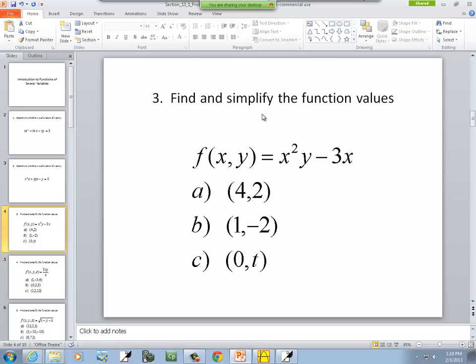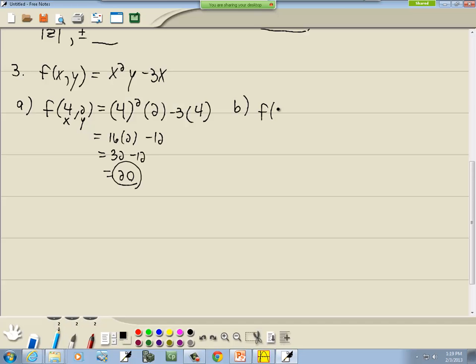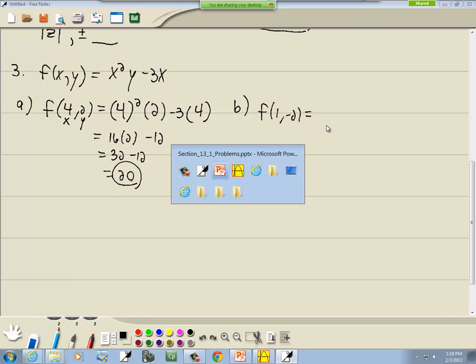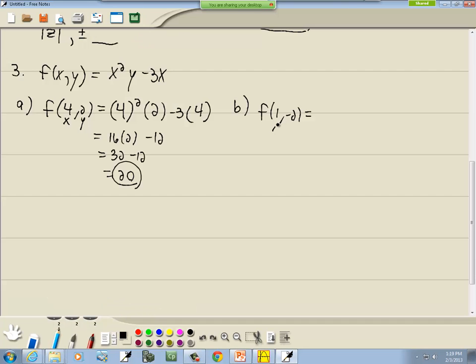Now for b, f of 1, negative 2. So again, we're going to plug this in for x, plug this in for y. So good idea to go through and replace all of the variables with parentheses first. And then we'll put 1 in for the x, and we'll put negative 2 in for the y. 1 squared is 1, times negative 2 is negative 2. Negative 3 times 1 is negative 3, which then gives us negative 5.